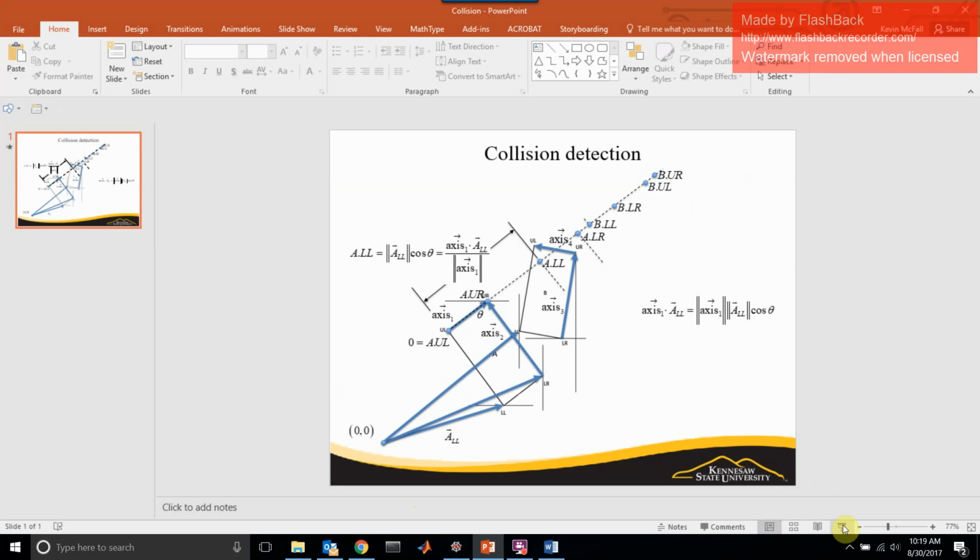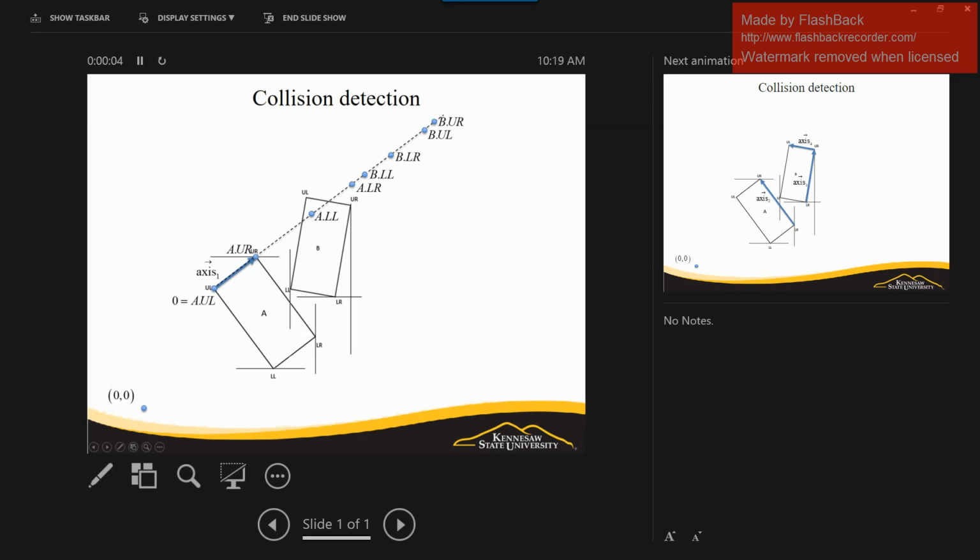So let me go back to here. 8 points, but really one of them you get for free. 2 of them are going to overlap. And then you've discovered whether there's any overlap in one of the axes.